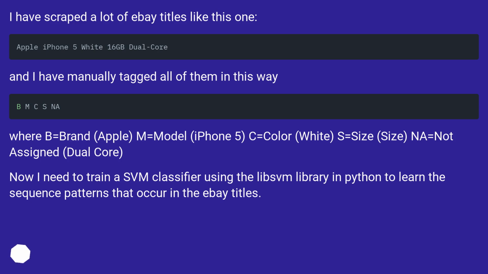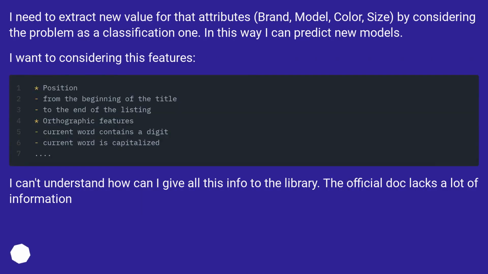assigned, dual core. Now I need to train an SVM classifier using the libsvm library in Python to learn the sequence patterns that occur in the eBay titles. I need to extract new values for the attributes brand, model, color, size by considering the problem as a classification one. In this way I can predict new models. I want to consider these features.